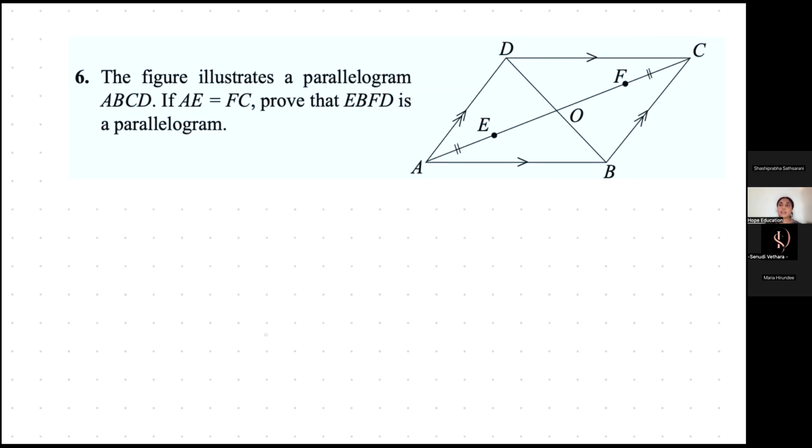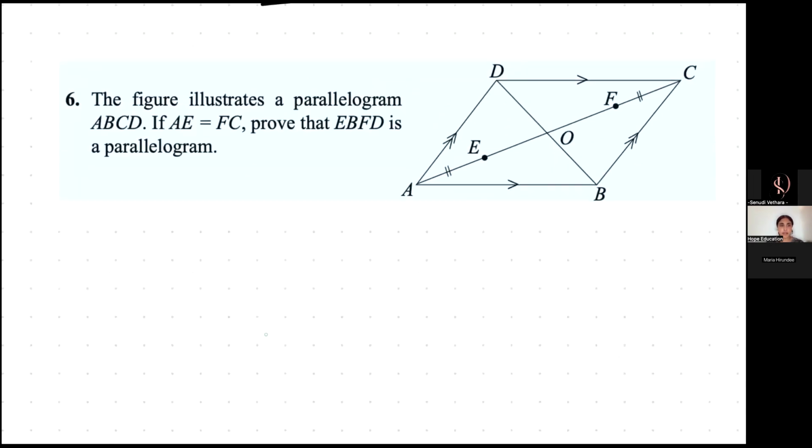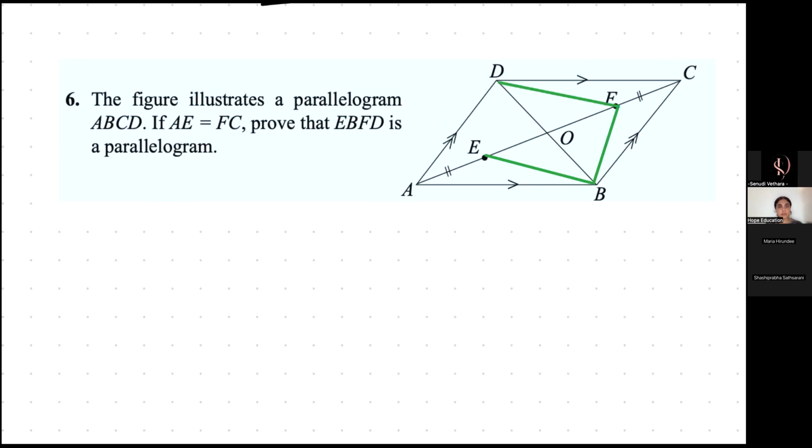Okay. The figure illustrates a parallelogram ABCD. If AE equals FC, prove that EBFD is a parallelogram. So, EBFD. I'm going to draw it again now. Okay, so this is not that difficult, right? Now, ABCD is already a parallelogram. And we know in a parallelogram, diagonals bisect each other, right?